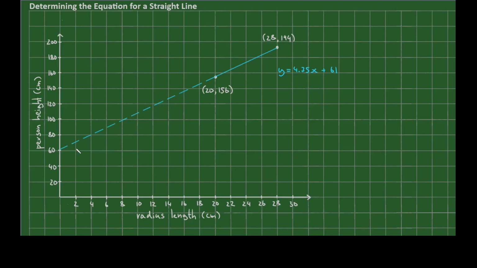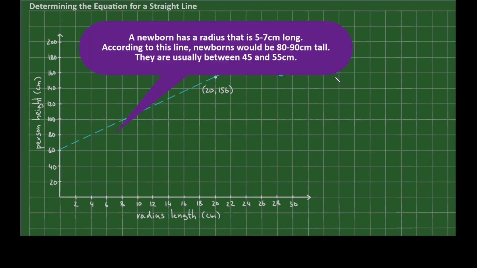It is telling me that somebody who does not have a radius, or has a radius of 0 centimeters, should be 60 centimeters tall. And that does not make sense. From a pure mathematical point of view, this equation is fine. We can have an intercept at 61. However, in everyday life, mathematics is always connected to some sort of context, and we have to keep that context in mind. In other words, do our numbers actually make sense for the problem that we are working on?